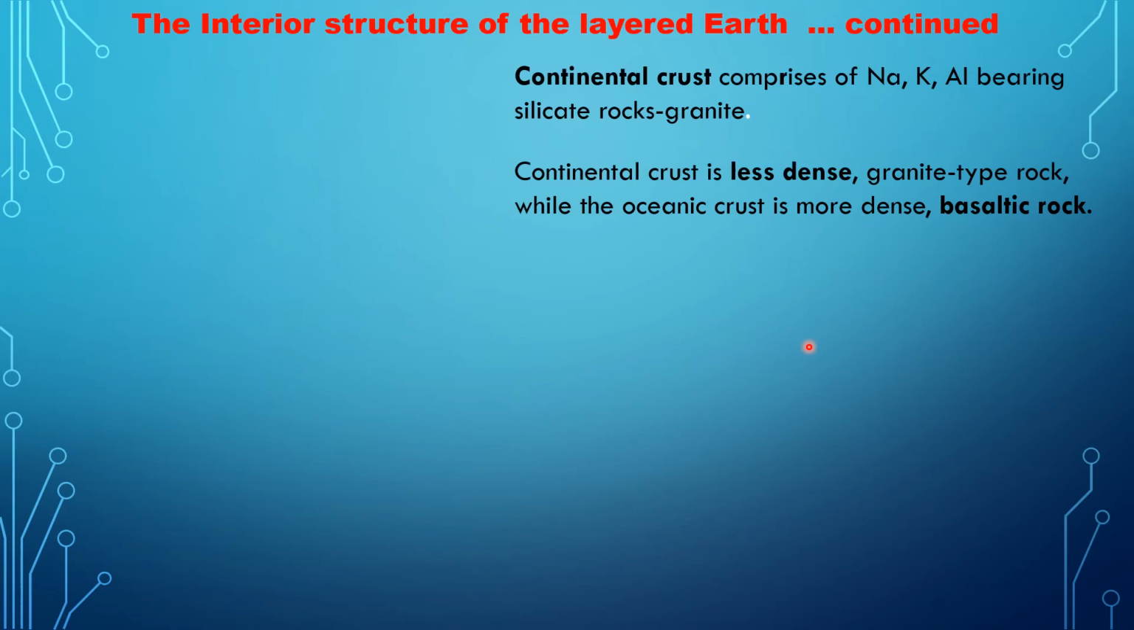Okay, now there are two things, that is continental crust and oceanic crust. The continental crust comprises silicate rocks, granite, sodium, aluminum. As you can say, it is less dense and of granitic type rocks, whereas oceanic crust is more dense and basaltic rocks. That's why it subducts.